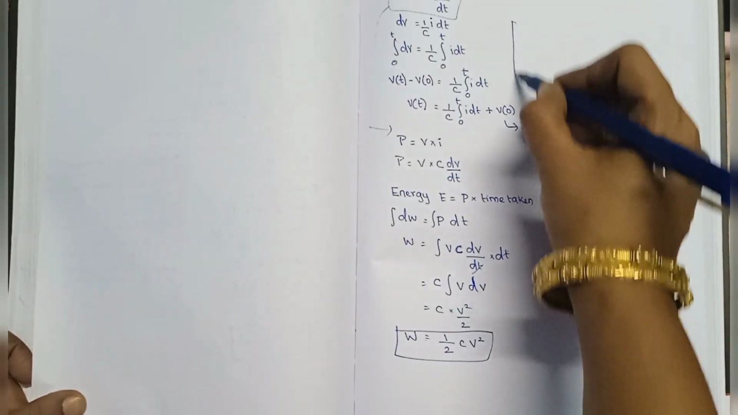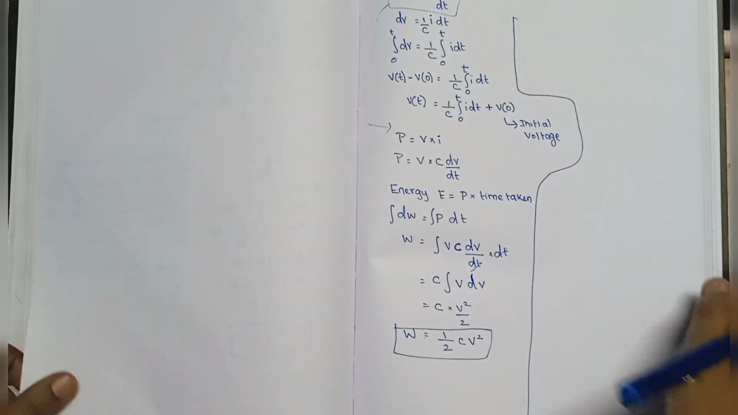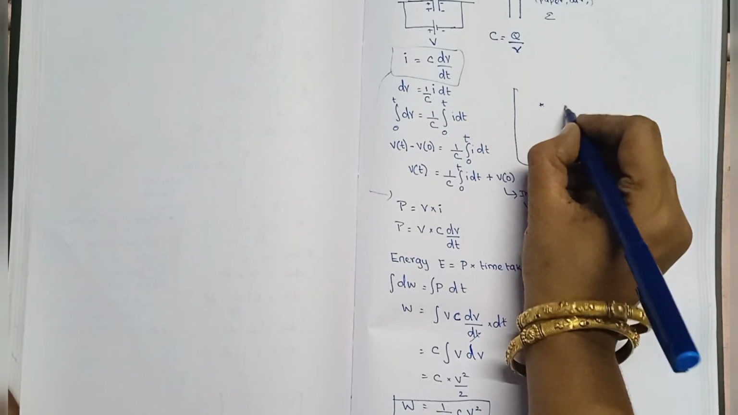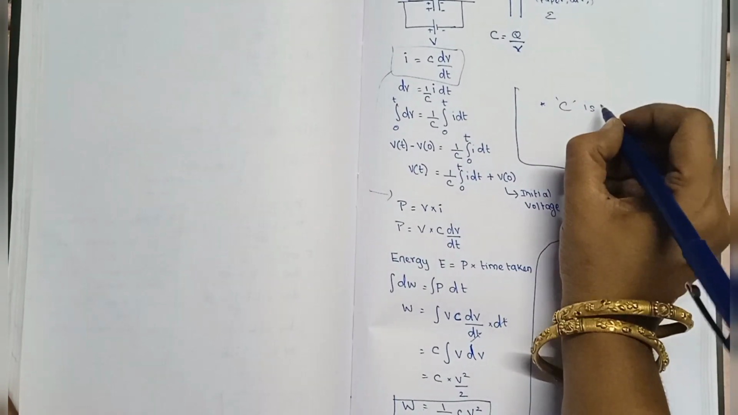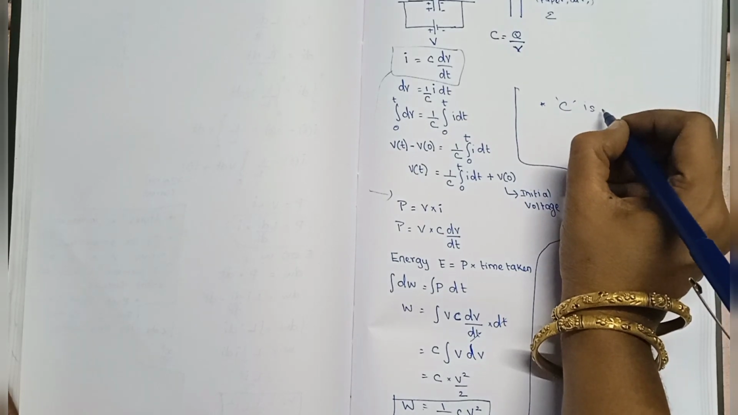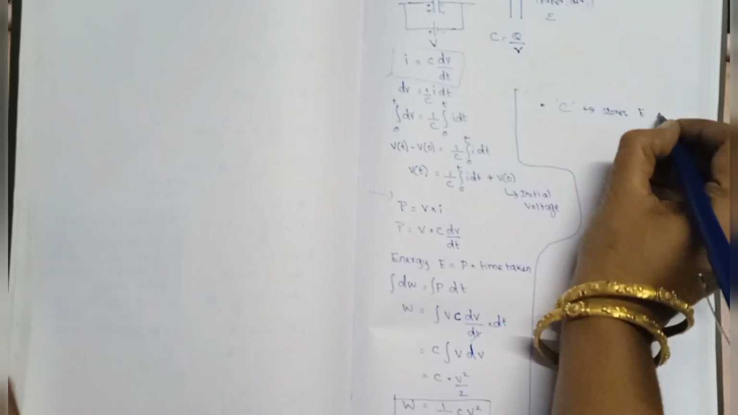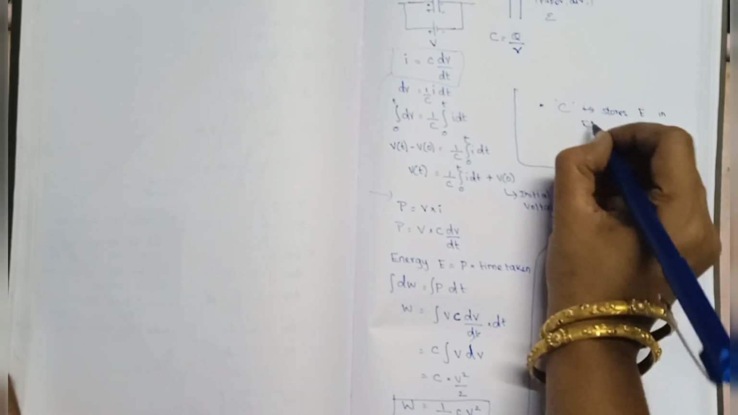So let me consolidate all those things we have seen so far. The first one: the capacitor is an energy storing element, but in which domain? Yes, electric field. The capacitor stores energy in the electric field.